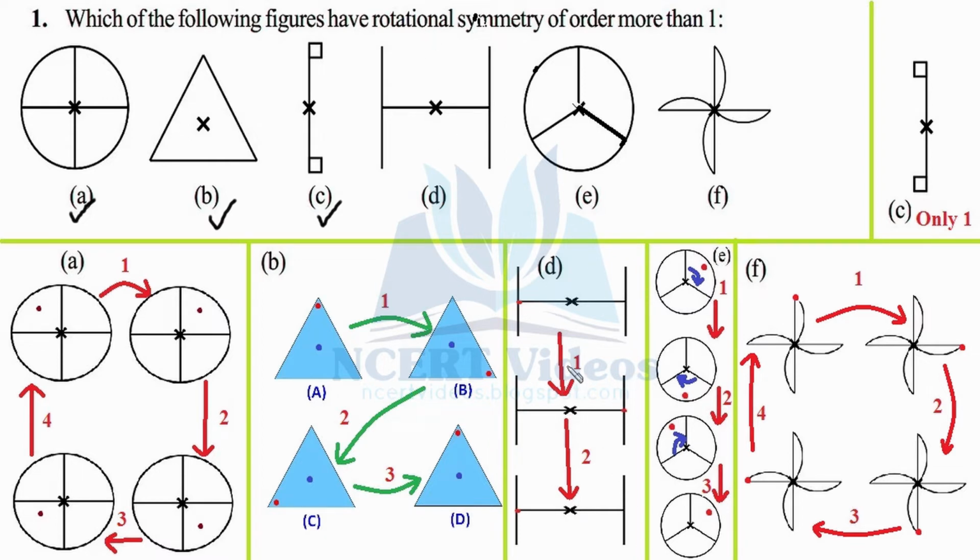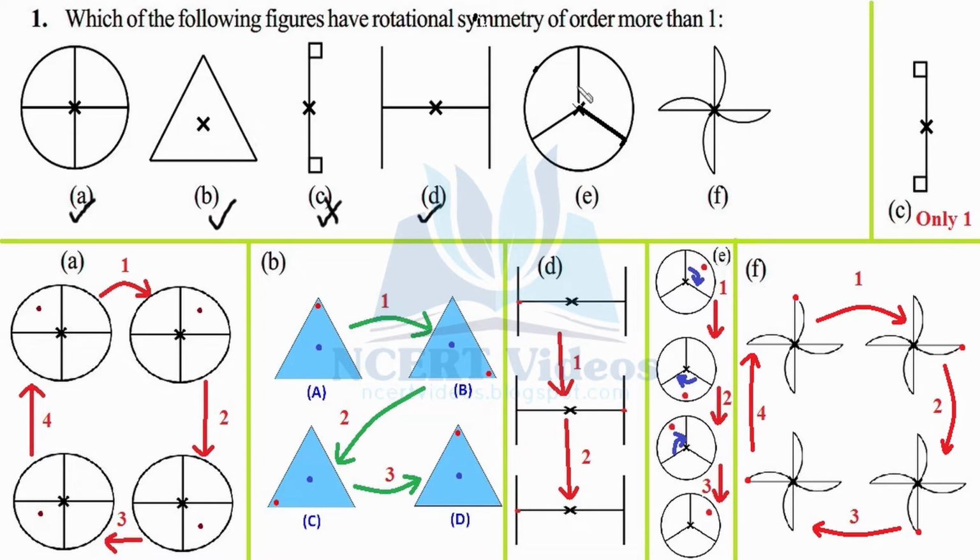Therefore, so far order of symmetry is 1. Then we again rotate it like this, that is clockwise, and we get back the original figure, which is very similar to the actual image. Therefore, order of symmetry is 2. For D, we will show it as a cross because it doesn't have the required criteria. That is, order of symmetry is not more than 1. Therefore, this is a cross.